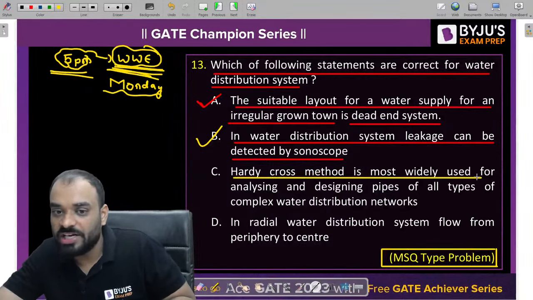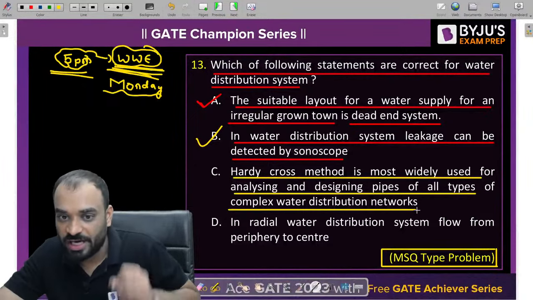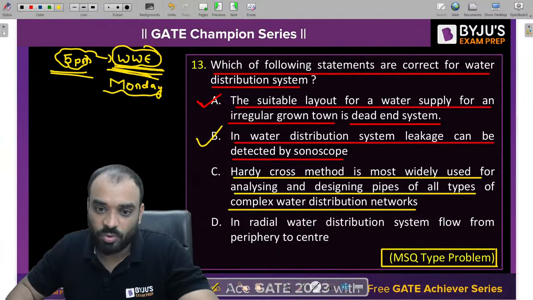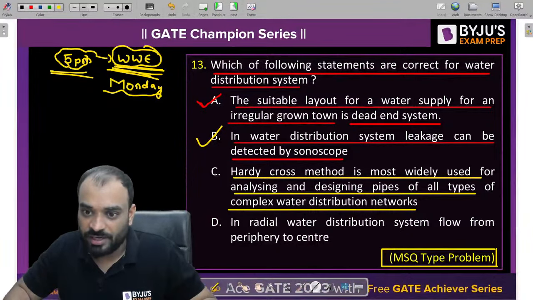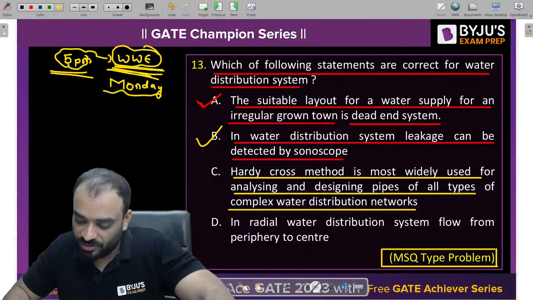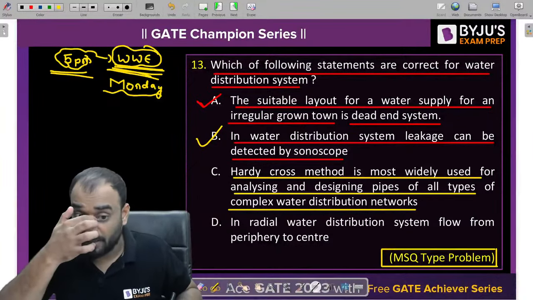Hardy-Cross method is most widely used for analyzing and designing pipes for all types of complex water distribution networks. Tell me, guys. No idea? So this is also correct. Very nice. What about other students? What do you say? For designing a water distribution network, are you using the Hardy-Cross method as the most widely used method?